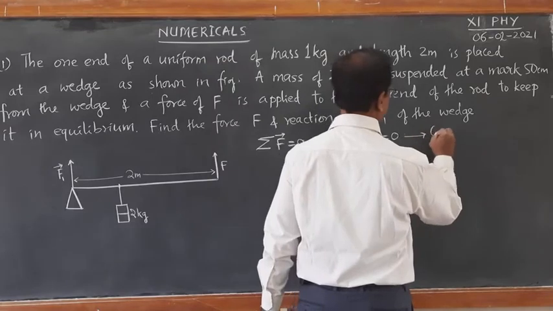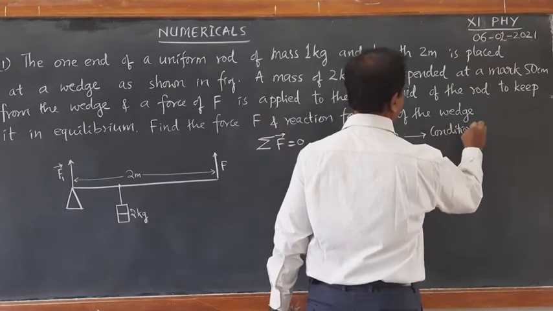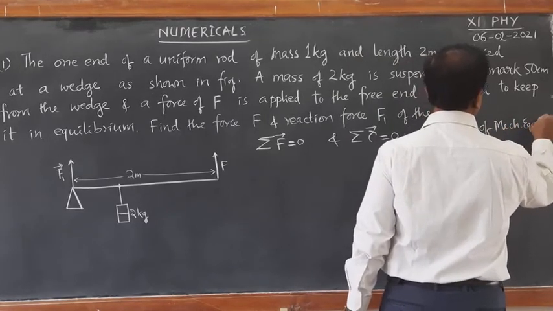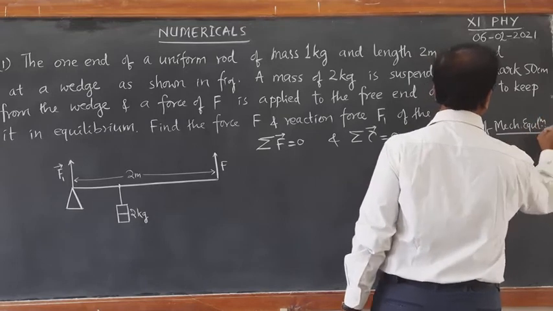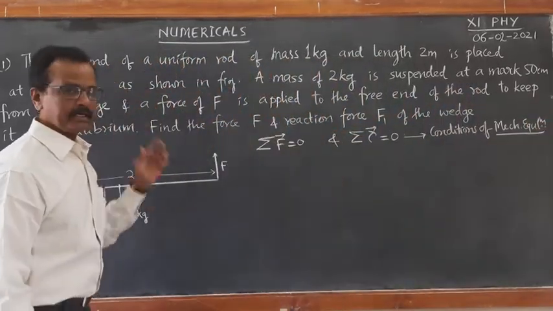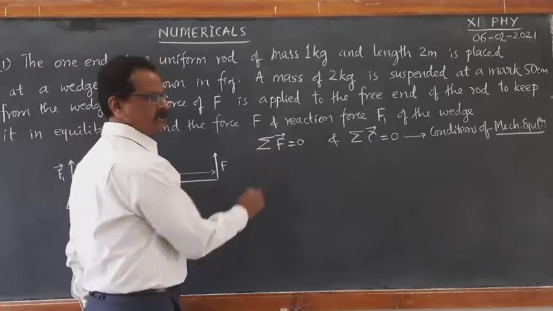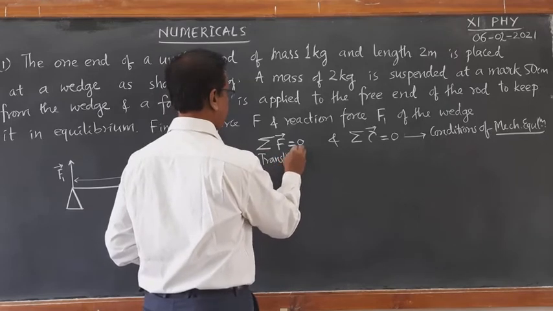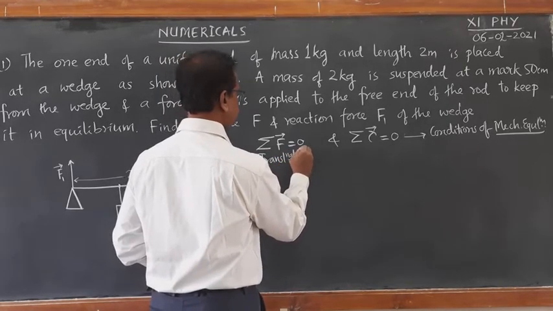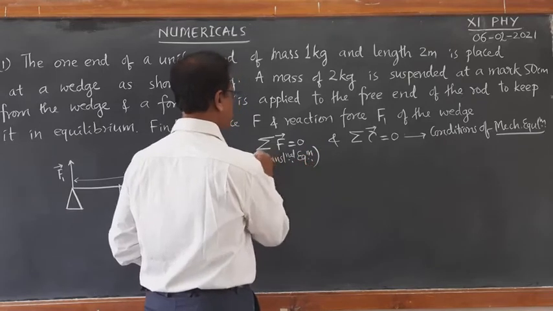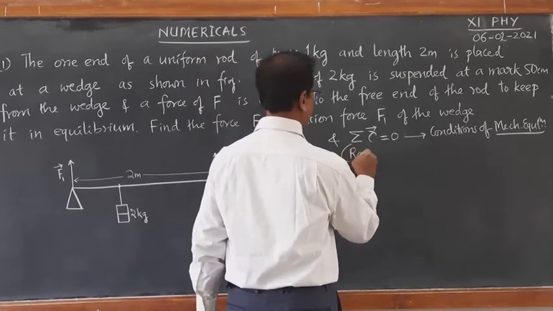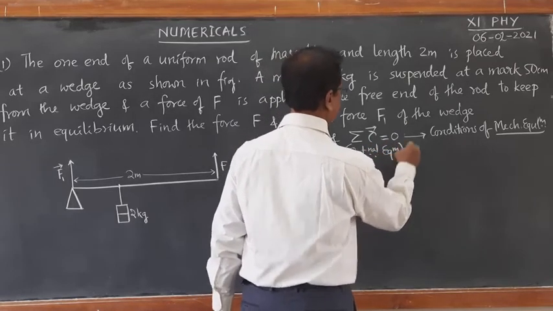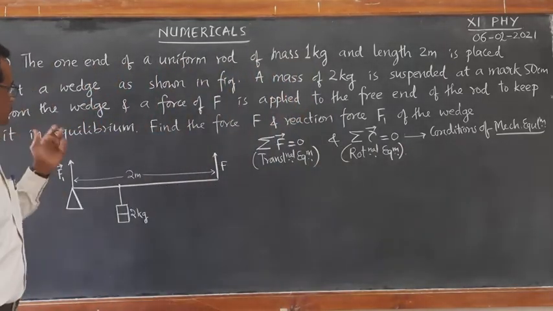These are the conditions of mechanical equilibrium. In short, I have written mechanical equilibrium. So, this is the condition of translational equilibrium. And this is the condition of rotational equilibrium. Now, see the problem here.